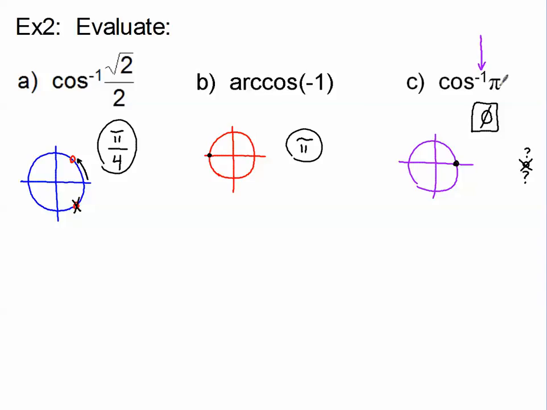This is actually not an angle. It's just the number 3.14159265358979323384626, and I could keep going, but I don't know anymore. So this is a number that's bigger than 1. That's all you need to know. Pi is bigger than 1. So that's no good. So it does not exist.